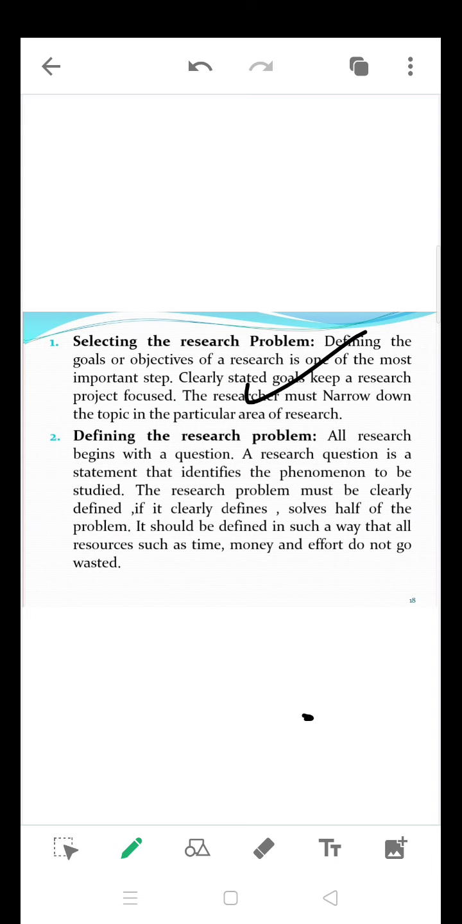Next one is defining the research problem. All research begins with a question. Any research, not only scientific research, applied research, qualitative research or quantitative research, any kind of research you start begins with a question. Without a question, research is not going to start. A research question is a statement that identifies the phenomena to be studied. So the problem is a particular statement of what exactly the study needs to address.